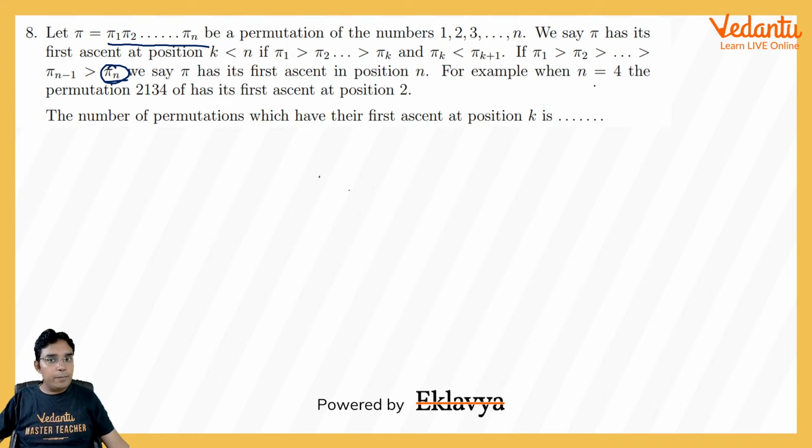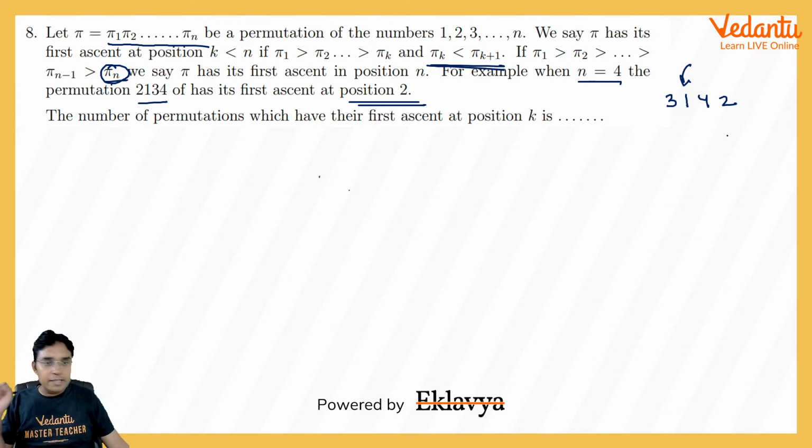For example, if n is 4 and numbers are, let us say, 1, 2, 3, 4, then this permutation 2, 1, 3, 4 has first ascent at position number 2. You can see 2, then 1, it is decreased, but after 1 it is increasing. In my opinion, if this would have been 3, 1, 4, 2, then also we will call it ascent at position 2, because till second position it is decreasing, 3 to 1, then it increases, and after that we are not supposed to check what is happening. So here also we will call that first ascent at position number 2.